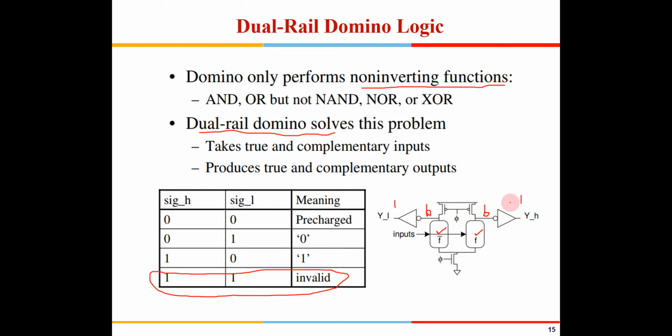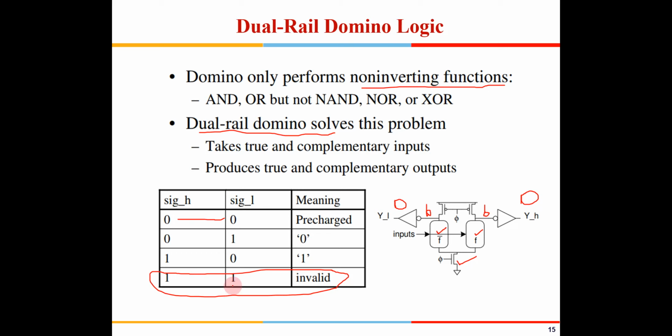Both these nodes will be pre-charged to 1, so it will be 0 here and 0 out here, right? So this is 0 0, that means it is pre-charged. During the evaluation these two transistors will be switched on, and this transistor will be switched on during evaluation. So one of them, F or F bar, will pull this node to 0. So either it will be 0 1 or 1 0 here, depending on the function. So in this case it will have 0 and 1 out here, the final output.